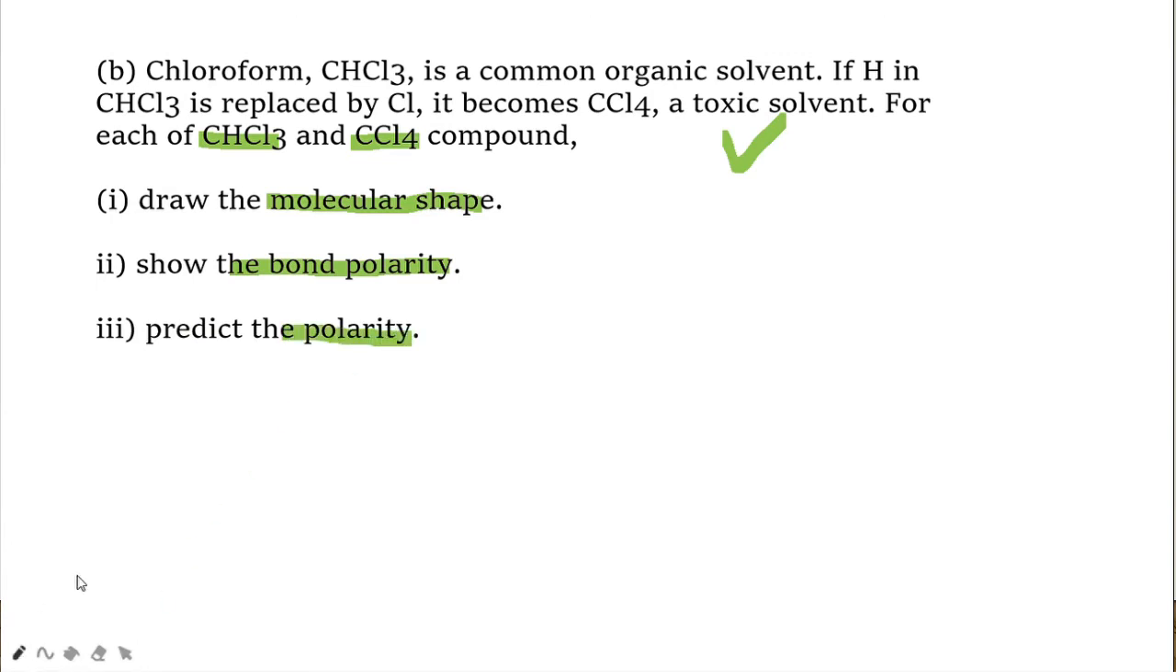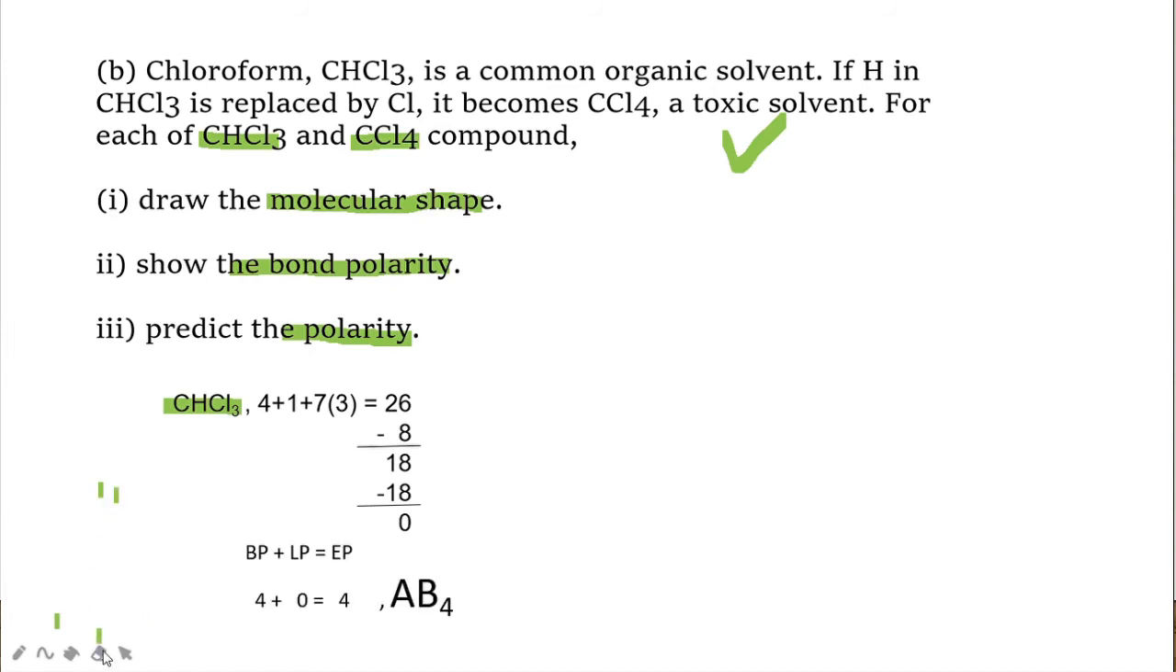Okay, we have to compare both compounds, but first of all, we have to determine the molecular shape for both compounds. For CHCl3, C is 4, H is 1, and Cl3 is 7 times 3, equal to 26. 26 minus 8 equal to 18. 18 minus 18 equal to 0. And then we can get bonding pair plus lone pair equal to electron pair. Electron pair equal to 4. Therefore, we know that CHCl3 is AB4, which is tetrahedral molecular shape.